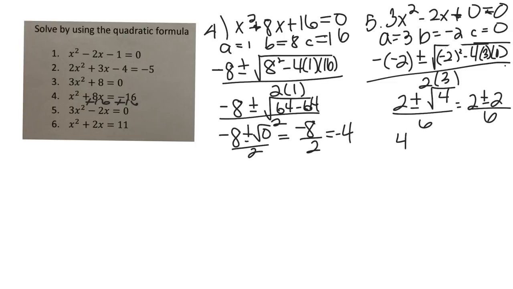I get 4 over 6 when I add 2 plus 2 divided by 6, which reduces to 2/3. That's one answer. And 2 minus 2 is 0 divided by 6, which is 0. We get 2/3 and 0.